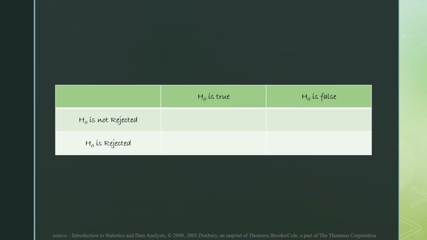Not rejecting H0 when it is true and rejecting H0 when it is false are indeed the desired results. Rejecting H0 while it is true is an error and is called the type 1 error. And not rejecting H0 while it is false is also an error, and that is called type 2 error.